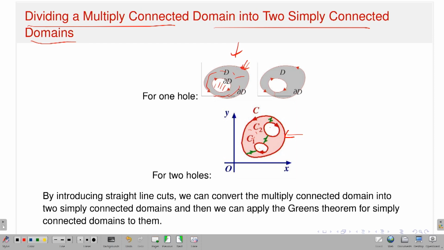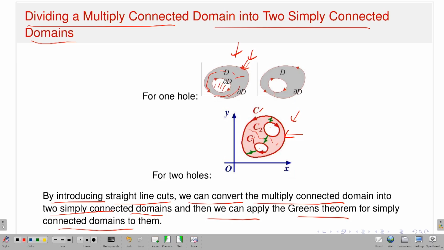Now, suppose the first one contains only one hole and the second one contains two holes. That means the bigger curve is C, and the smaller ones, C1 and C2, are interior to C, and the domain enclosed by C1 and C2 is not part of my domain. So my domain is like that, with two holes. Now the question is how I can apply the statement of Green's theorem to get the statement for the multiply connected domain. What I said is that by introducing straight line curves, we can convert the multiply connected domain into two simply connected domains, and then apply Green's theorem for simply connected domains to them.